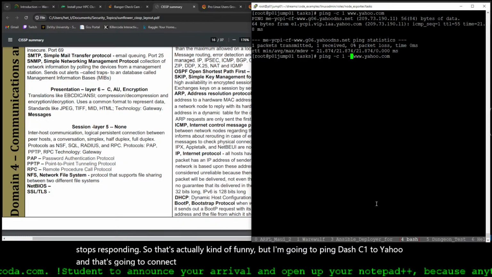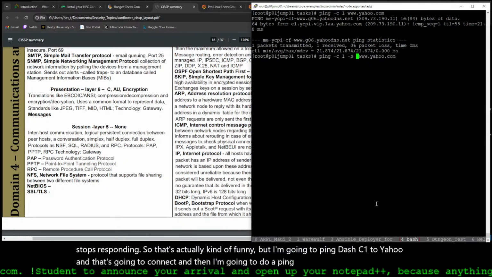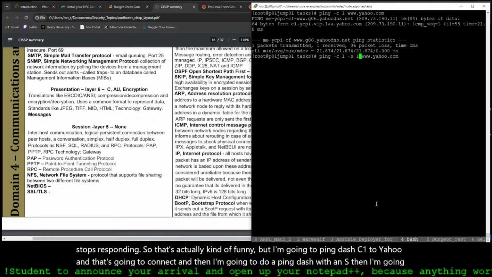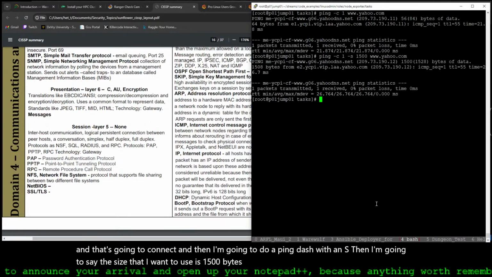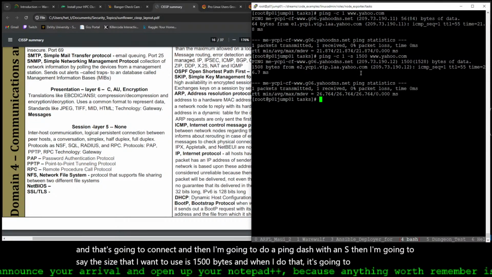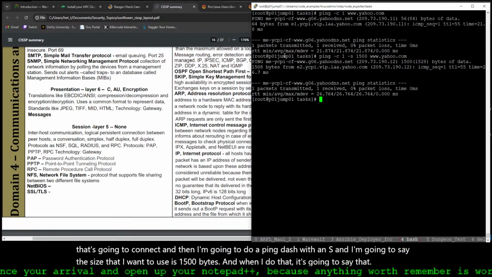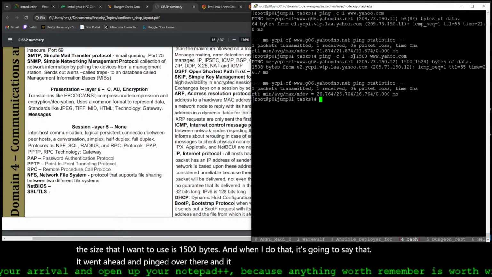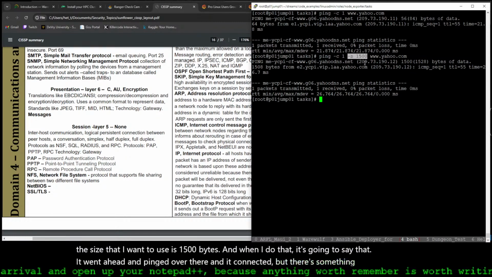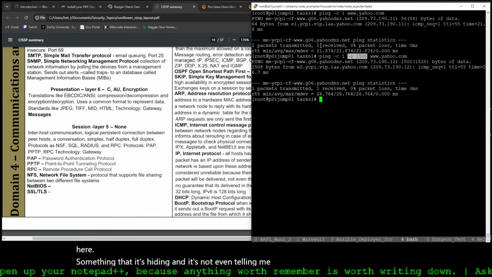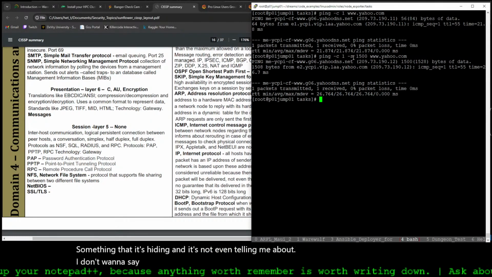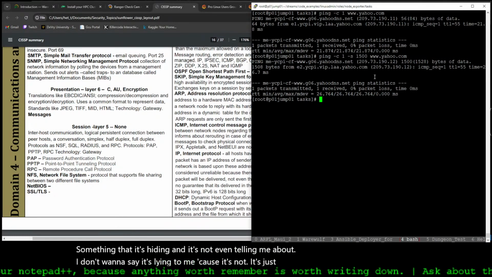And then I'm going to do a ping with -s. Then I'm going to say the size that I want to use is 1500 bytes. And when I do that, it's going to say that it went ahead and pinged over there and it connected. But there's something that happened here. Something that it's hiding and it's not even telling me about. I don't want to say it's lying to me, because it's not. It's just not really telling me about it.